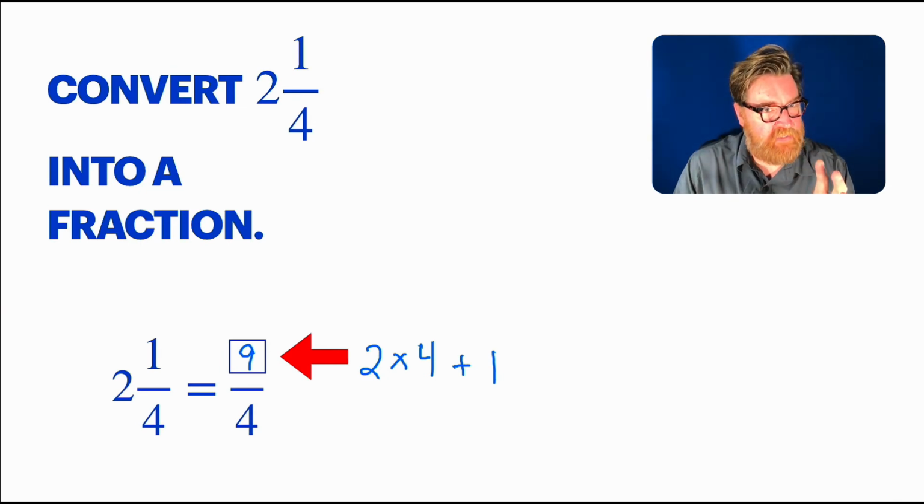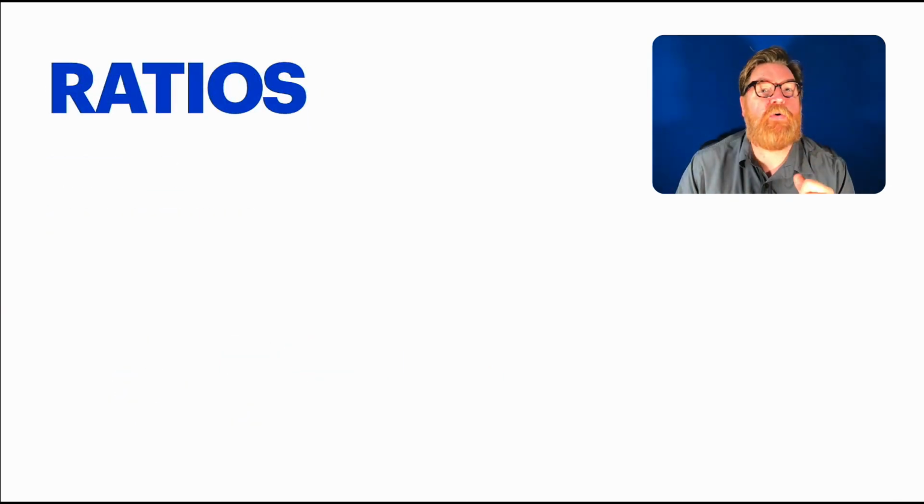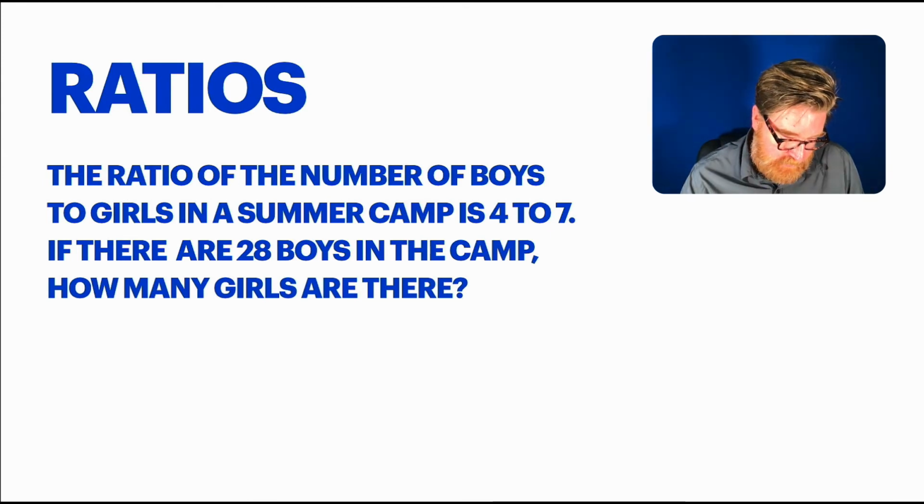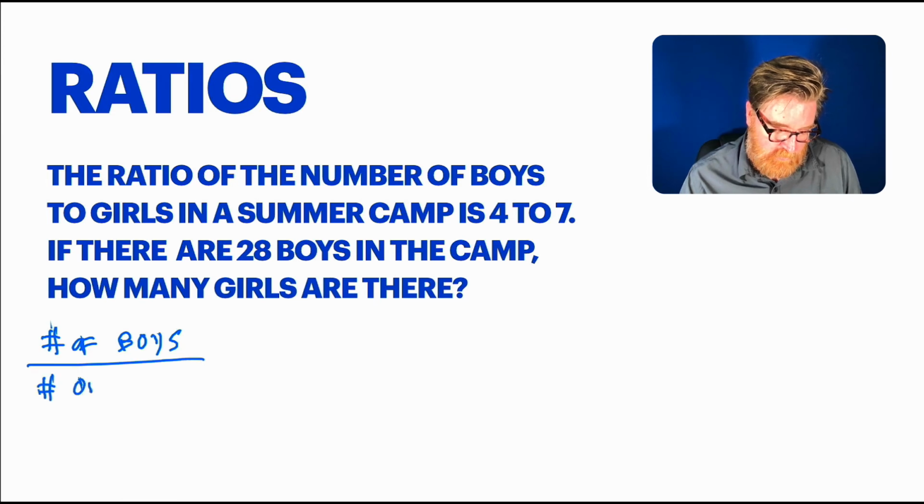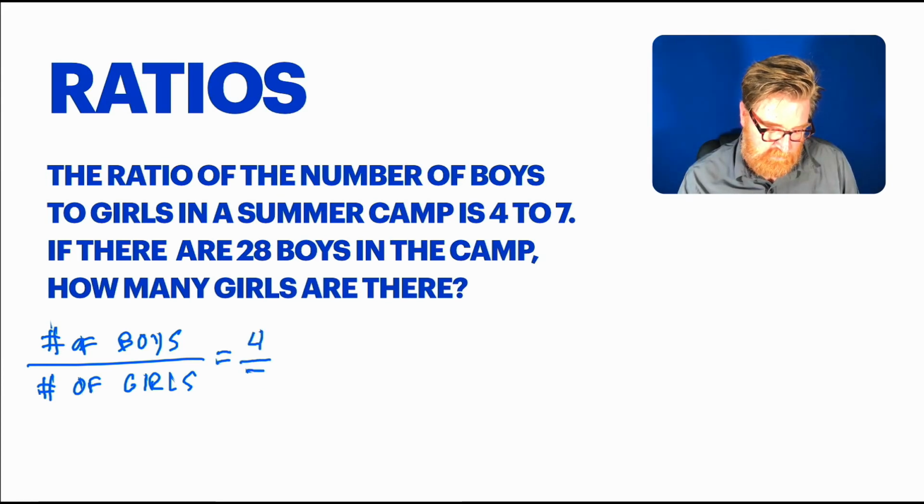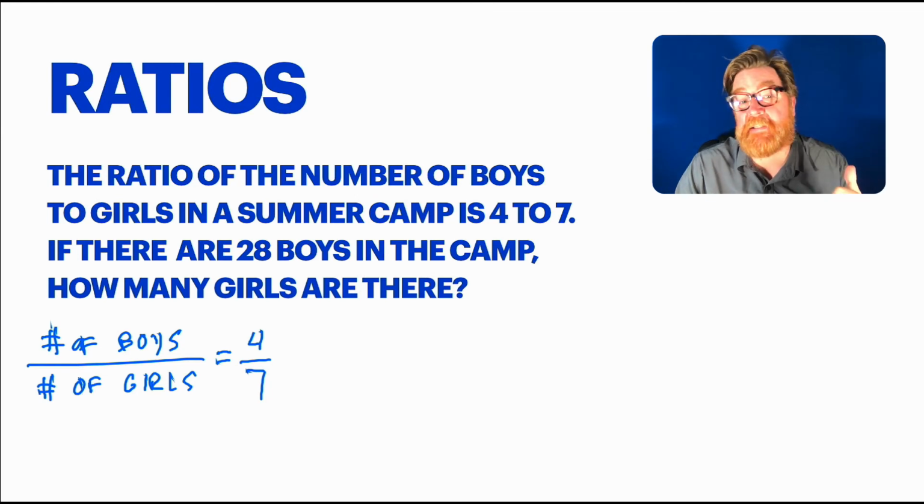All right, before we take off today, I got one last thing, and it's a really super important application of fractions: ratios. Here's a problem. The ratio of the number of boys to number of girls in a summer camp is 4 to 7. Summer camp. If there are 28 boys in the camp, how many girls are there? Well, ratio is just another name for a fraction. So saying that the number of boys to the number of girls is 4 to 7 just means that that fraction would end up being 4/7.